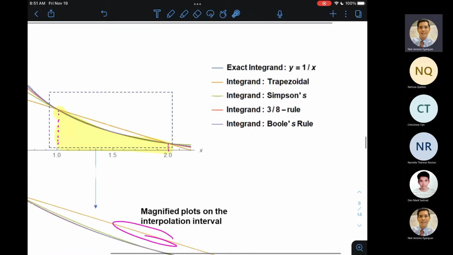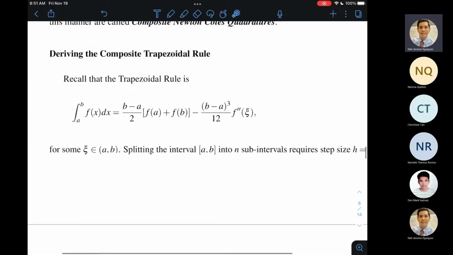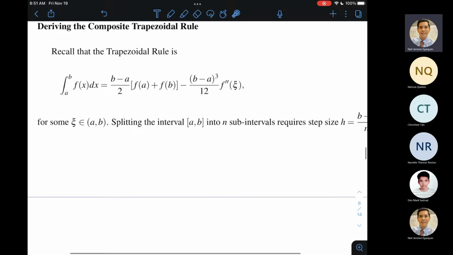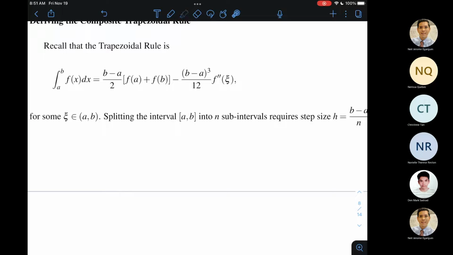Now, I will illustrate it using the trapezoidal and the Simpson's rule, but hopefully you can discern the pattern and be able to use this or to use similar arguments in order to come up with the composite, say, Boole's rule, composite midpoint formula, or composite four-point open Newton-Cotes quadrature rule, okay? So let's go back here and let's see how it is done.